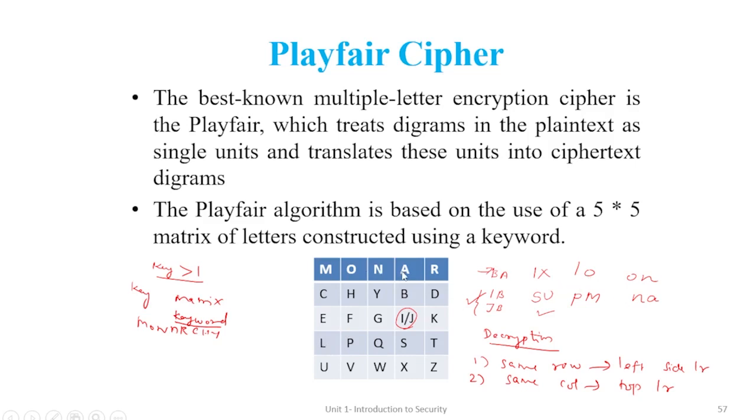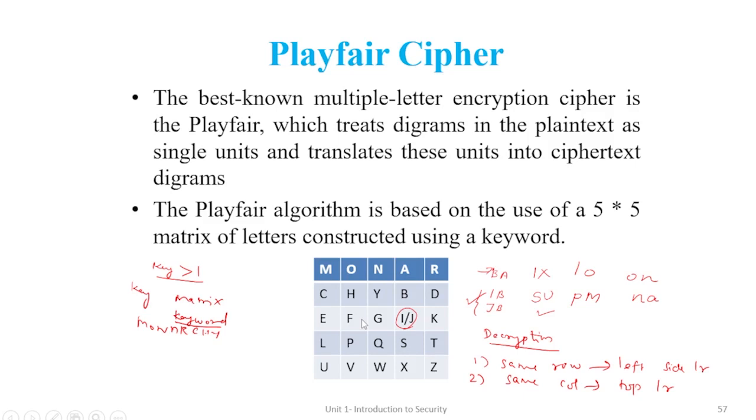Then NA, it occurs in the same row. In that situation, for decryption, you write its left side value. So N's left side value is O and A's left side value is N. In this way, we can retrieve the plaintext using the same keyword matrix.